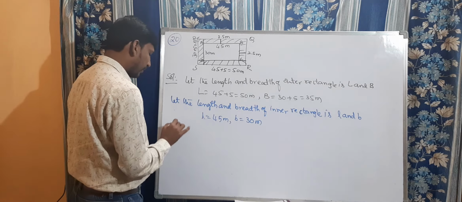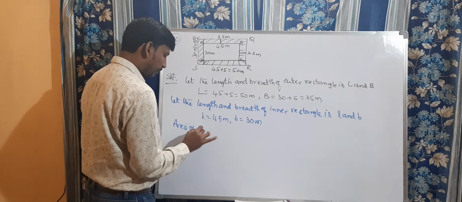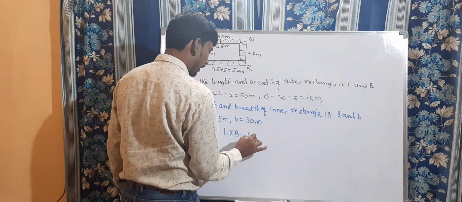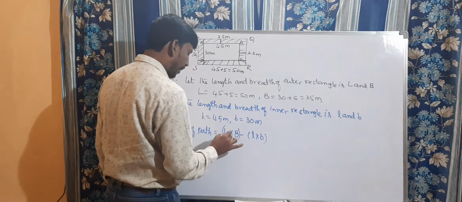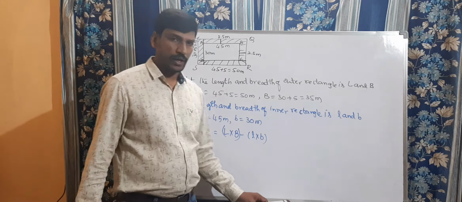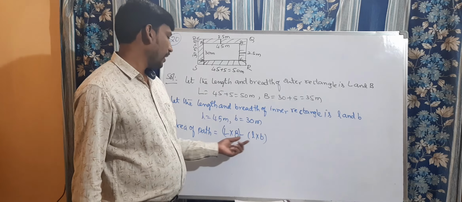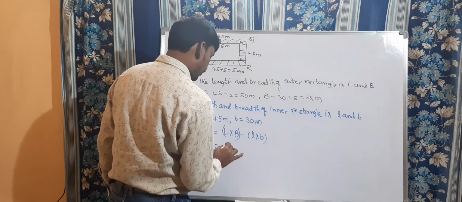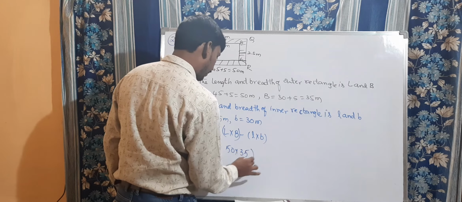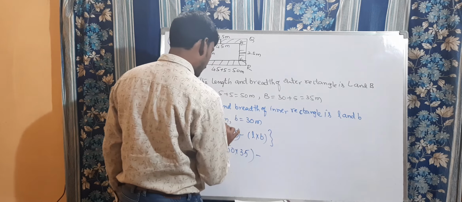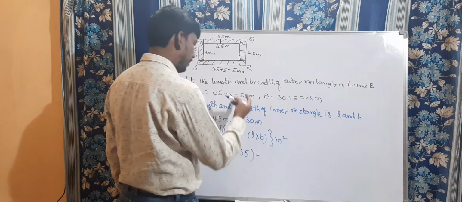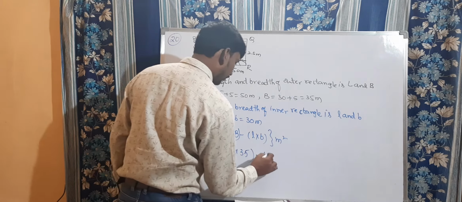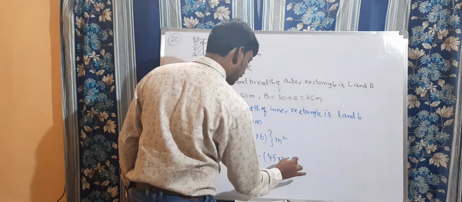Now area of path is equal to L into B minus l into b. See, capital L and capital B give the area of the outer rectangle. Small l into b is nothing but area of the inner rectangle. So which is equal to 50 into 35 meter square, minus small l into b, 45 into 30 meter square.